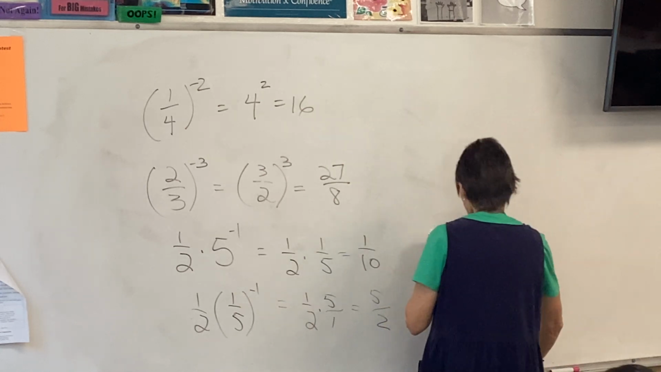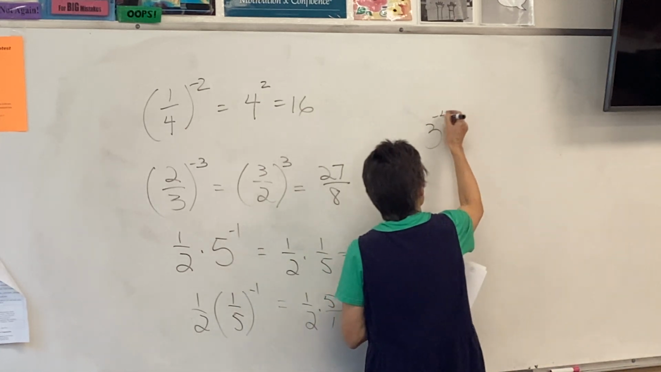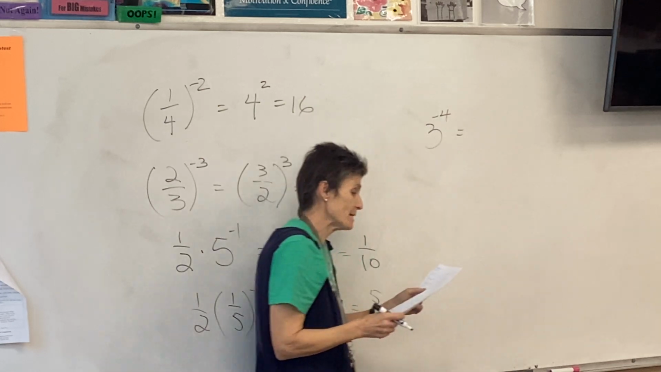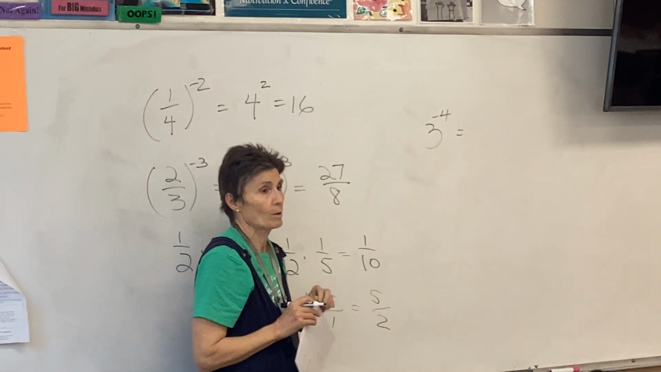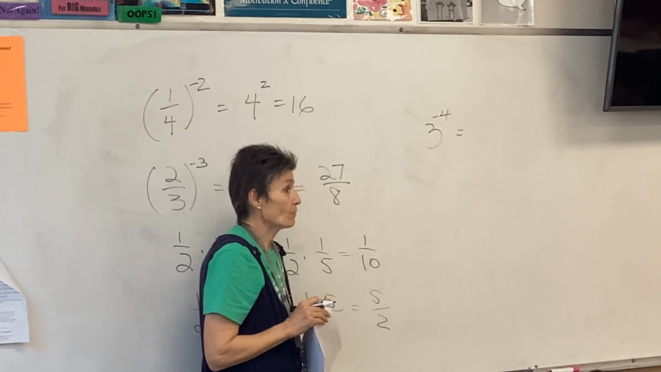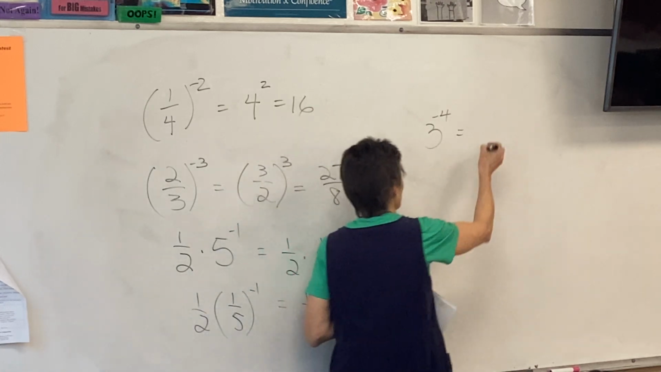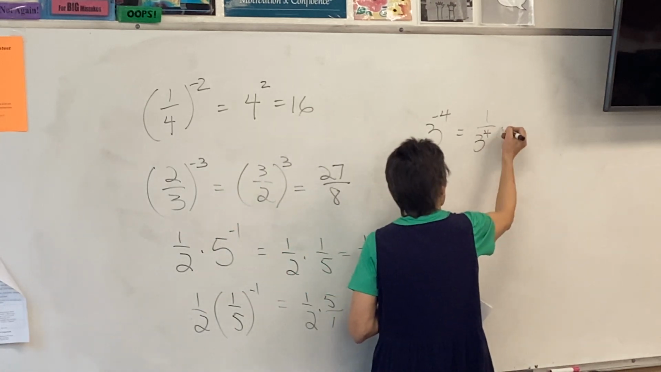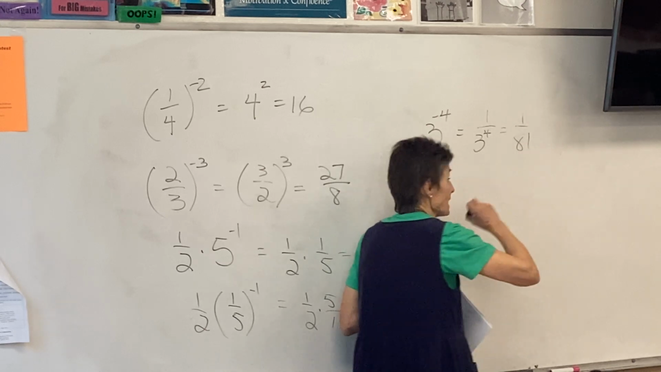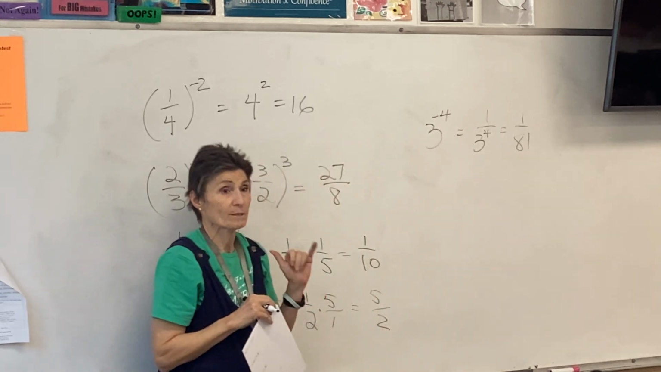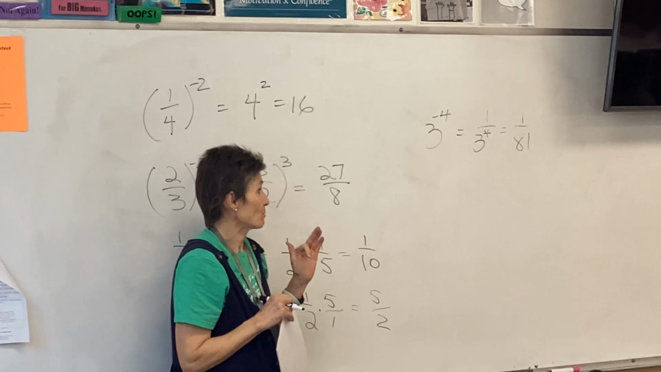Problem H, last one. Somebody tell me the answer. 3 to the negative fourth is 1 over 81. 3 to the fourth is 81 because it's 3 times 3 times 3 times 3.